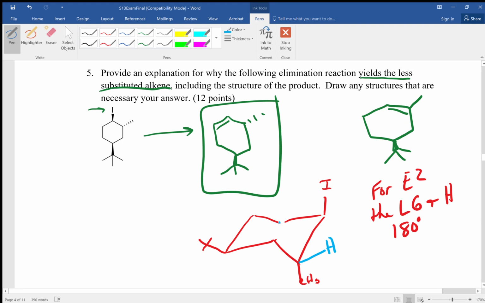So that means we have to go over to this carbon. Its axial hydrogen is at 180 degrees, which means it can be used for an elimination. That's the reason we end up with what we don't expect, which is the less substituted alkene. Again, that's because on the other carbon, this hydrogen cannot go into an axial position, because this tert-butyl group has locked the ring in place.